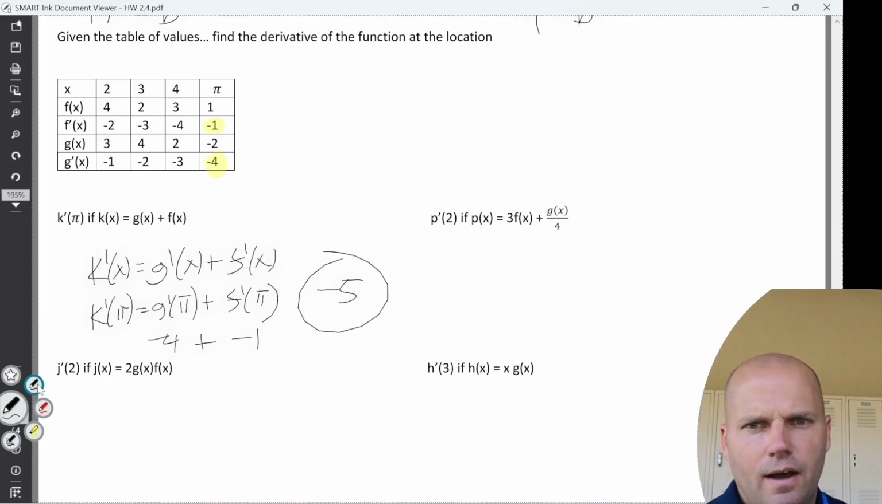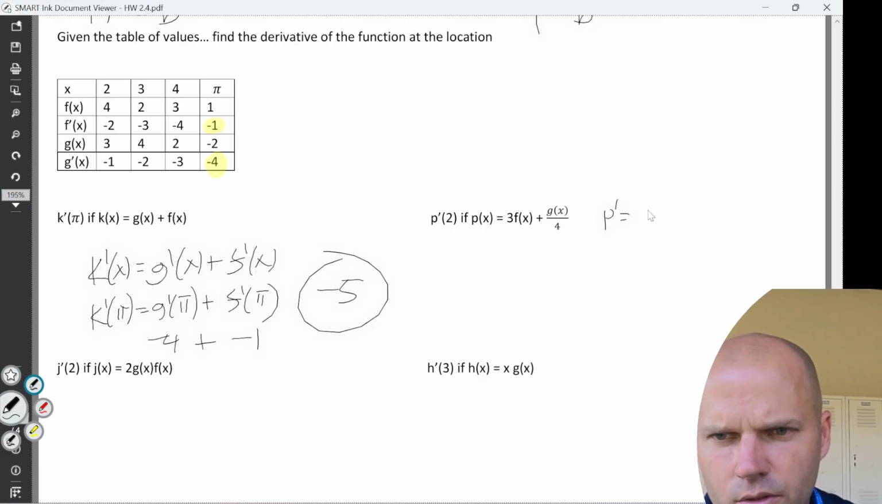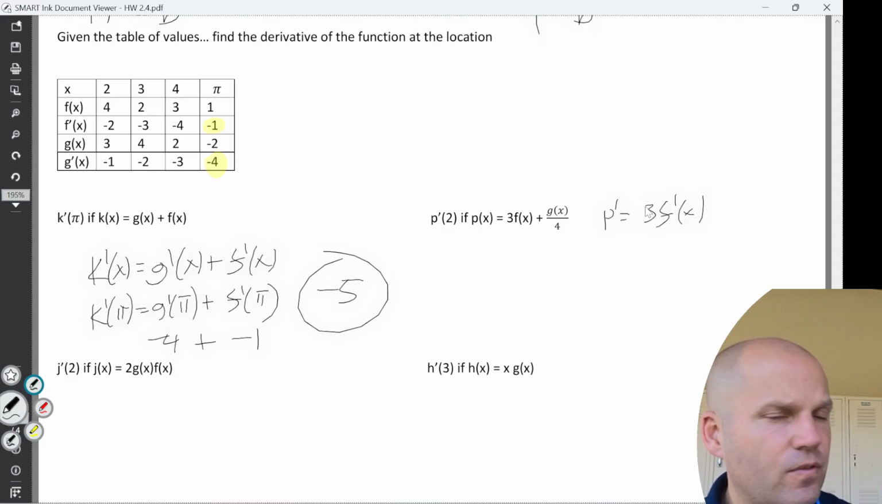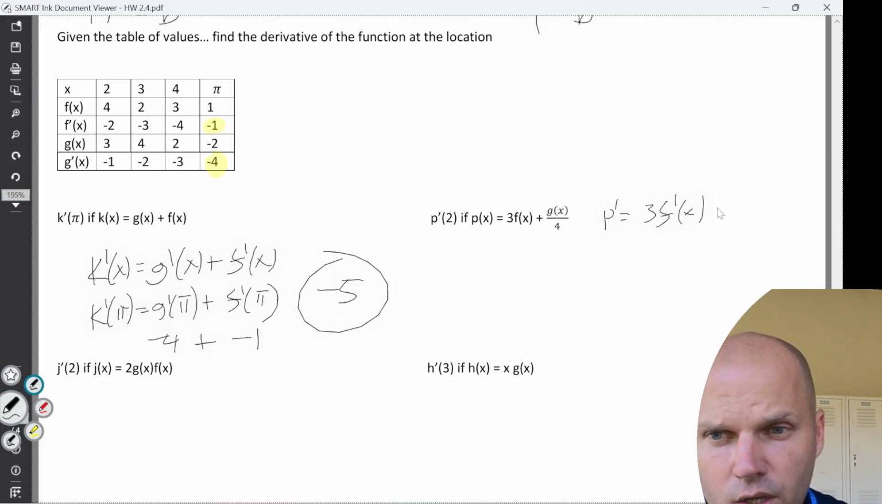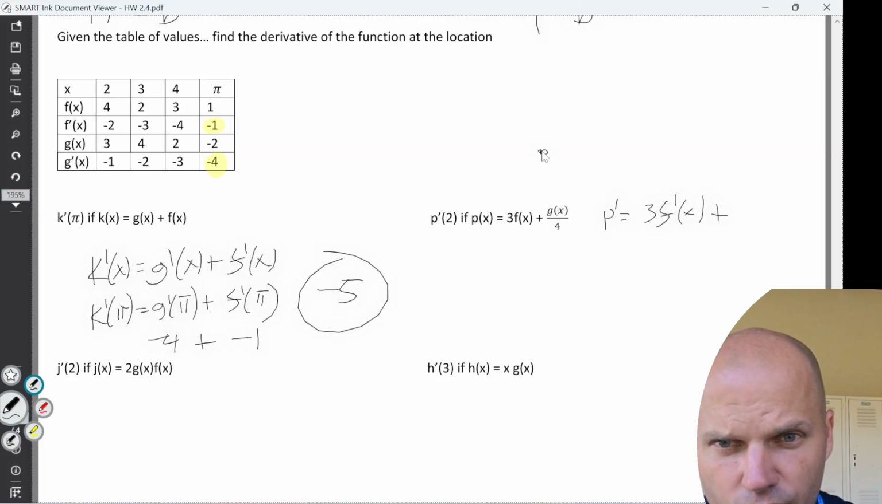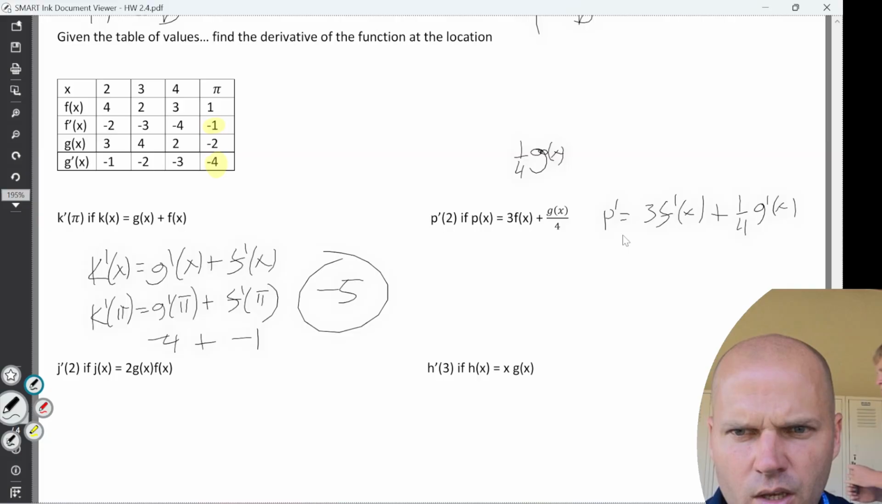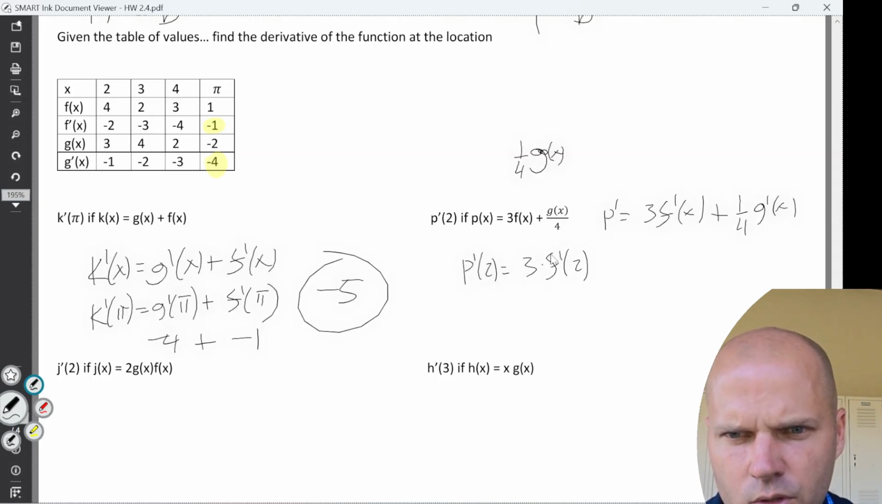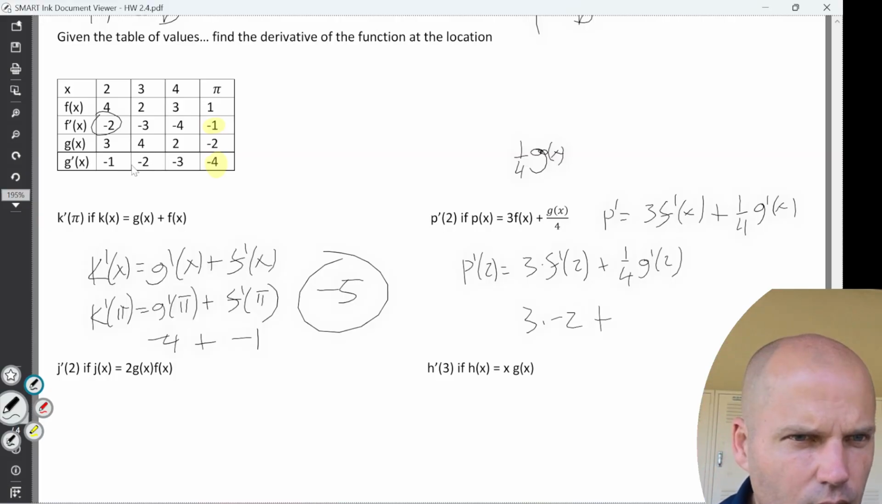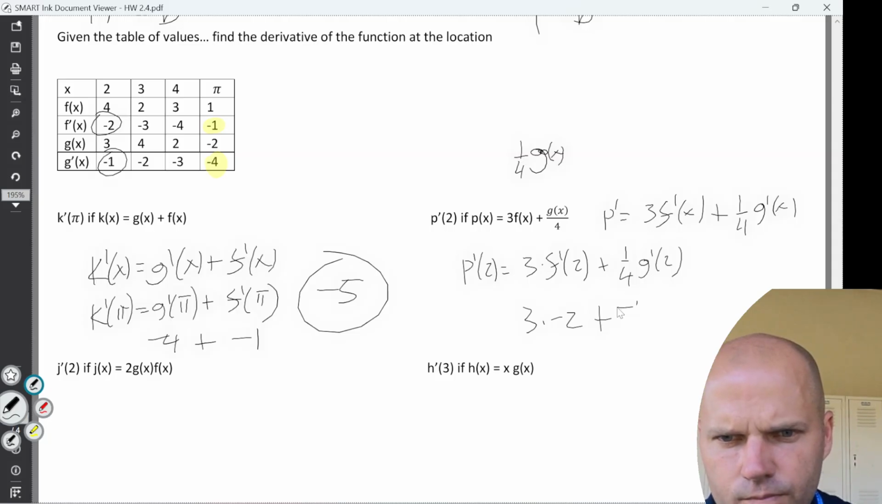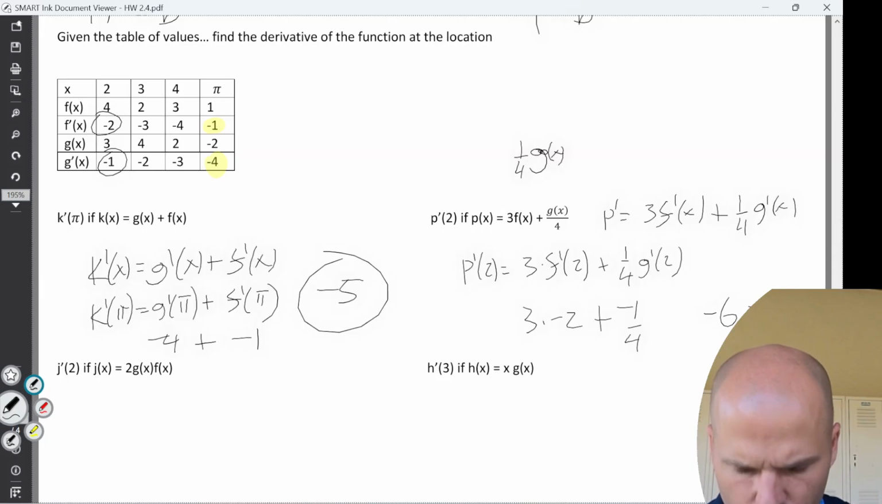Great. Now, constants stick around, even in notation. So the slope of 3f is 3f prime. The slope of g over 4 can be written as 1/4 times g. The slope of 1/4 times g is 1/4 times the slope of g. If I plug in 2, great. I got 3 times the slope of f at 2 plus 1/4 times the slope of g at 2. Slope of f at 2 is -2. Slope of g at 2 is -1. So I have -6 minus 1/4, so that's -25/4.